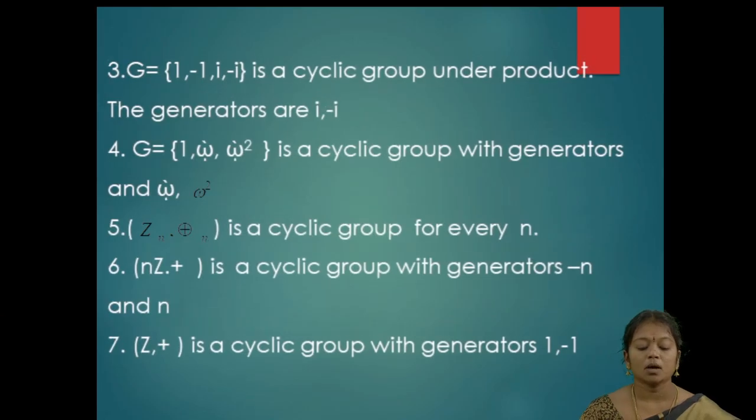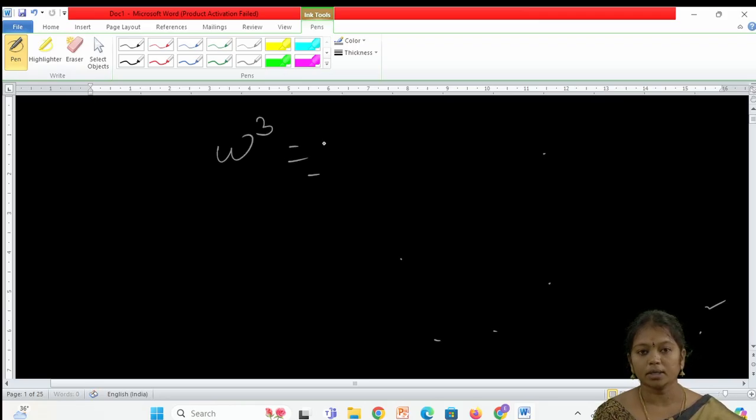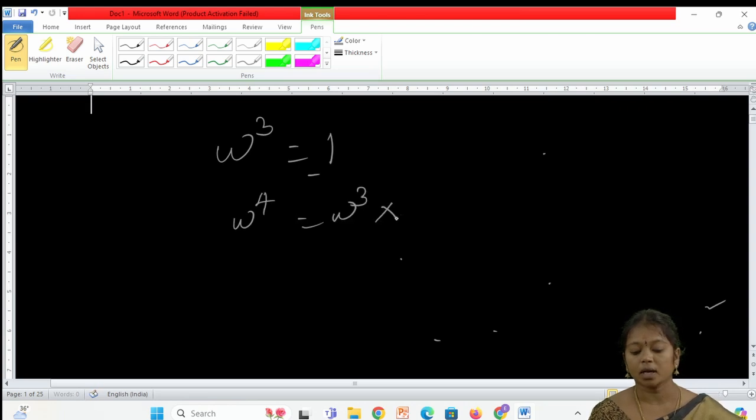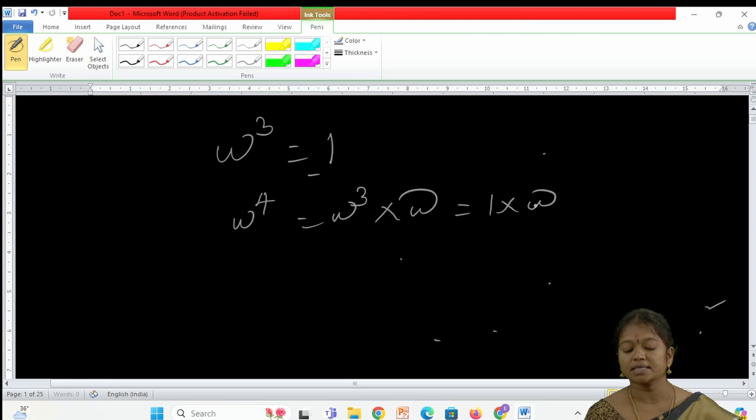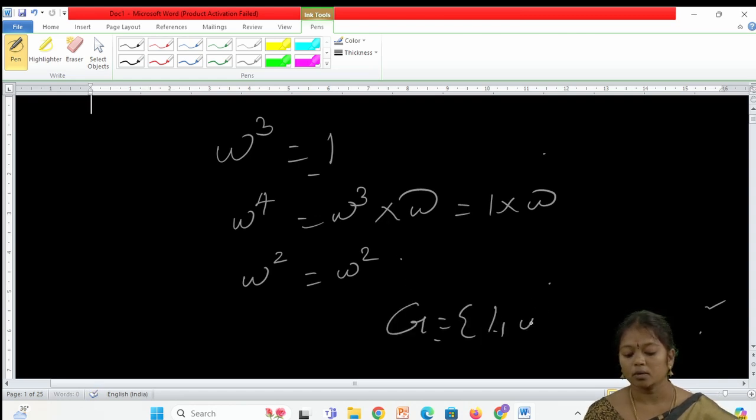Next example, {1, omega, omega square} is a cyclic group with the generators omega and omega square. Here also the generators are omega and omega square. We know that omega cube equal to 1. Then omega power 4 is omega cube into omega, that is 1 into omega. This is the second element of this group. Then omega square can be written as omega square. This is also one of the elements. So the group contains 3 elements, 1, omega and omega square.